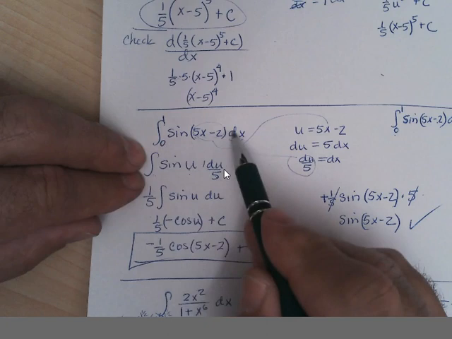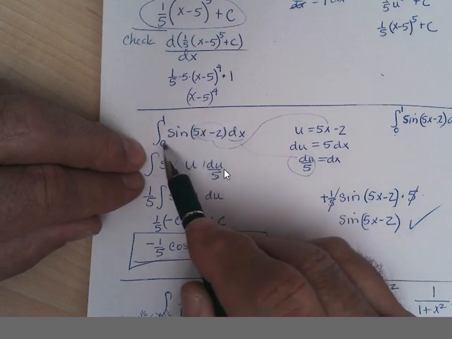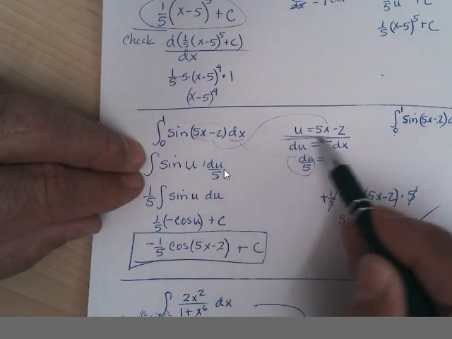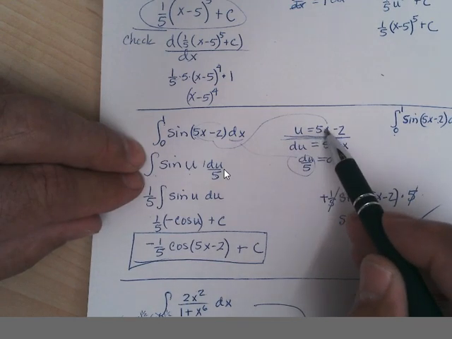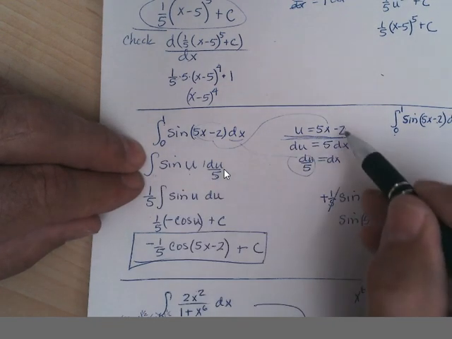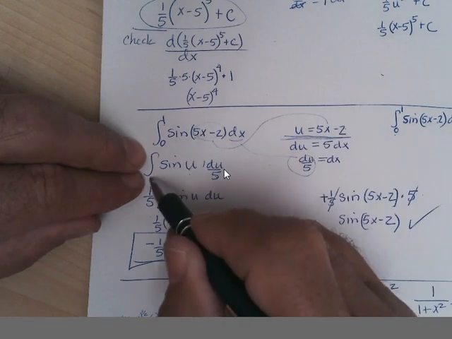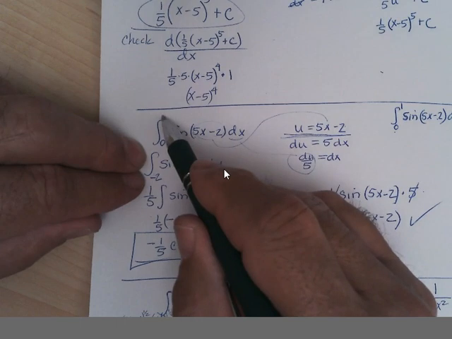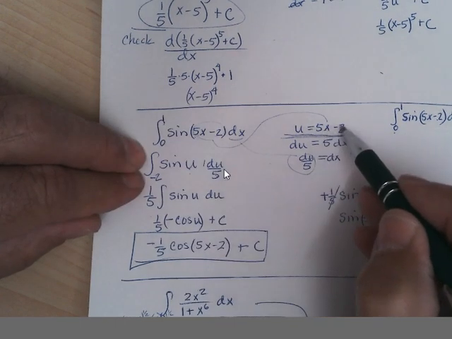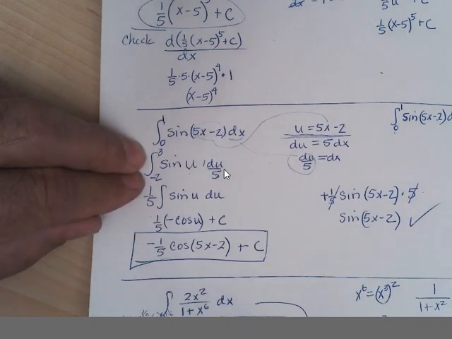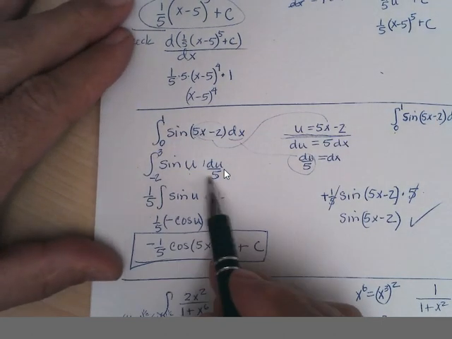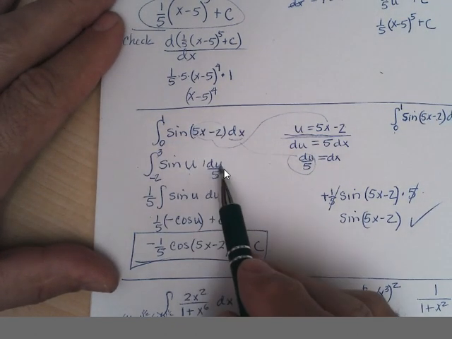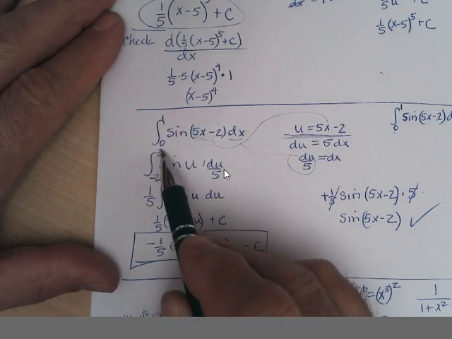So if the x limit was 0, if I put 0 into this substitution formula I have, 0 times 5 minus 2 is minus 2. u would be minus 2 if x were 0. And if x were 1, 5 minus 2 is 3. So this would be what happens if I change from the variable x to the variable u. I have to change my limits of integration.